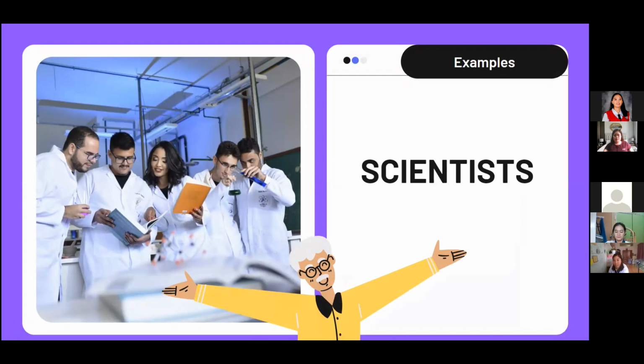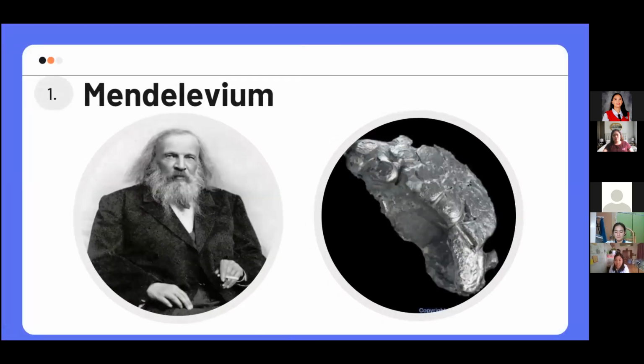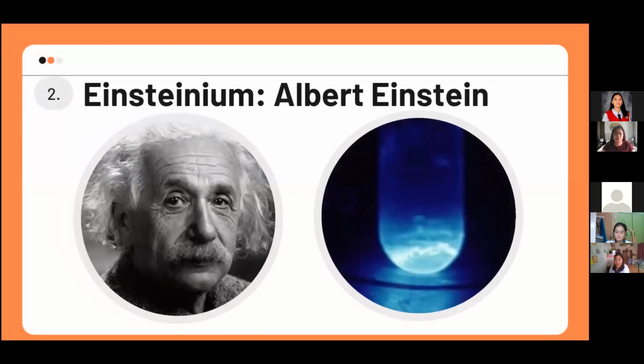So for elements naman na named after scientists, first is mendelevium, or yung na-report kanina ni Krizia. So mendelevium, of course, in honor of the creator of the periodic table, Dmitri Mendeleev. And also, another example, einsteinium, which is in honor of Albert Einstein. Next example.